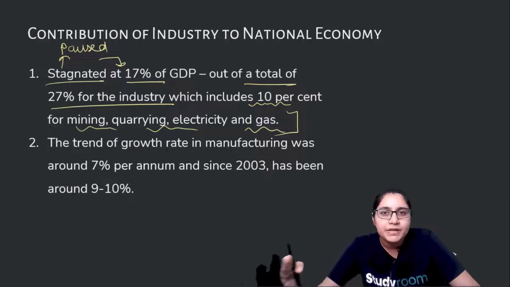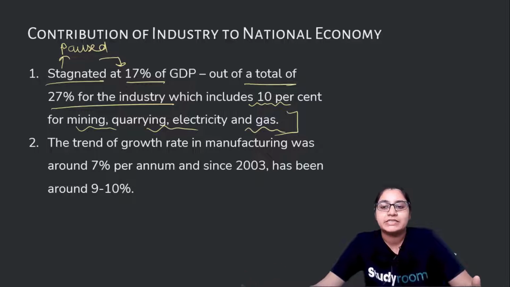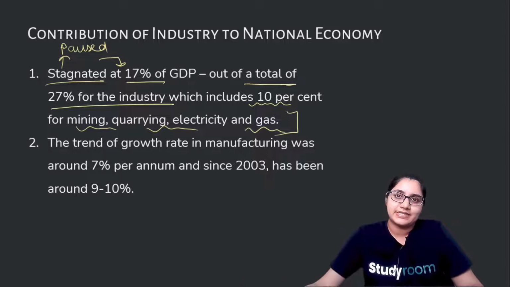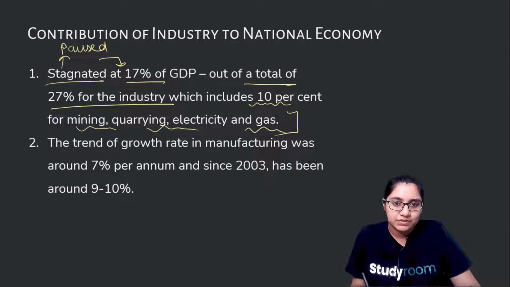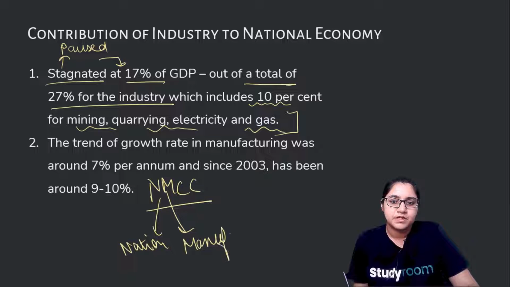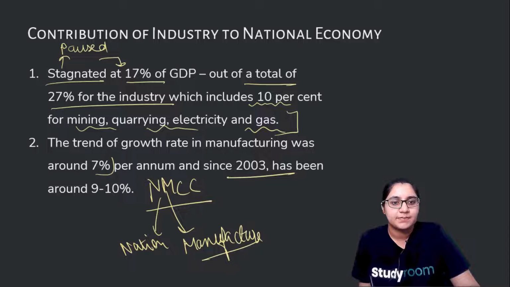With appropriate policy interventions, what would happen? The government and renewed efforts by the industry improve productivity. Economists predict that manufacturing can achieve its target over the next decade. So the National Manufacturing Competitiveness Council, NMCC, has been set up with this objective. You can see here, the trend of growth rate in manufacturing was around 7% per annum, and since 2003 has been around 9 to 10%.